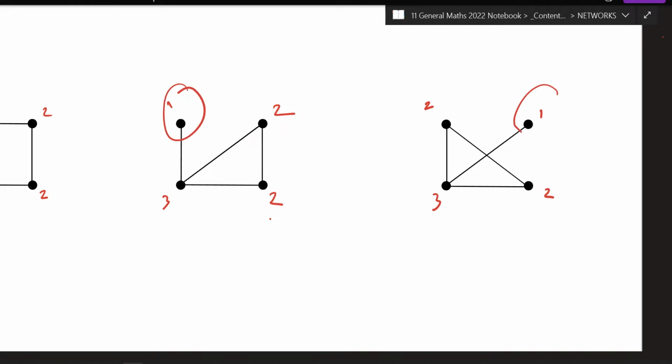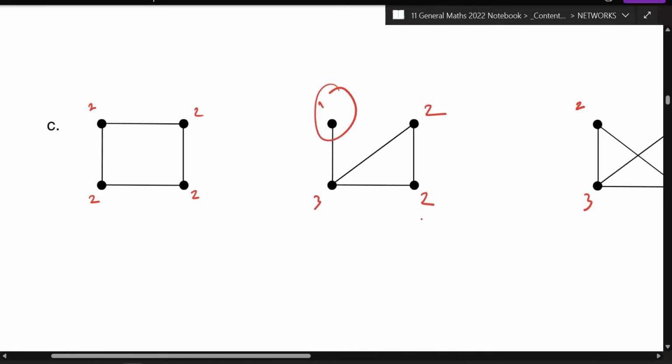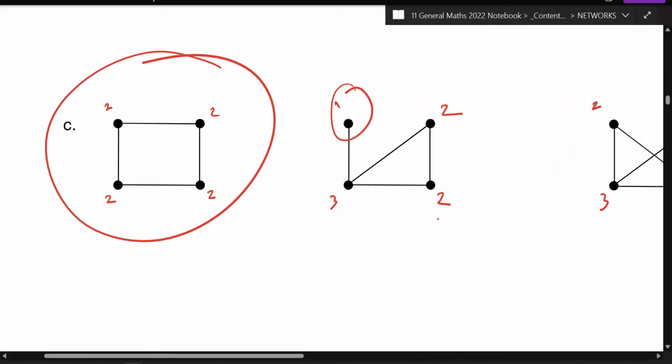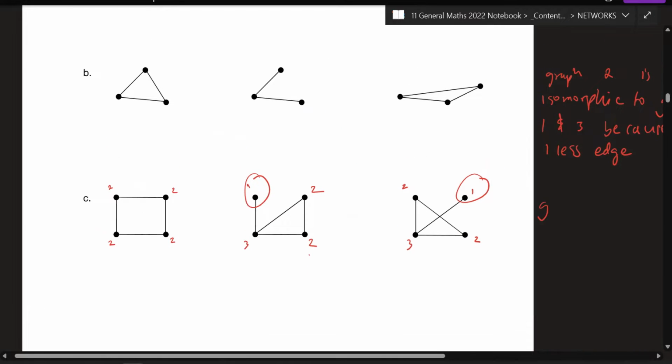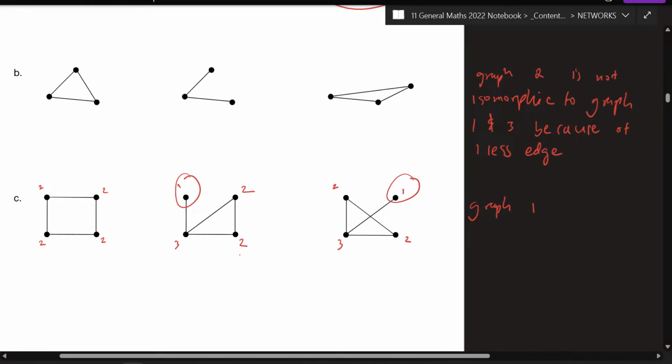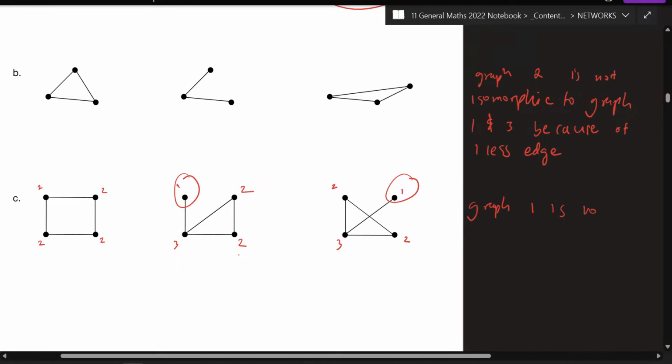Okay, look at this. This has only a degree of 1. That kind of showed me, oh yeah, I think those two might be isomorphic because they both have at least a degree of 1, whereas everything here has a degree of 2. So you could justify and say graph 1 is not isomorphic. Sorry for the writing.